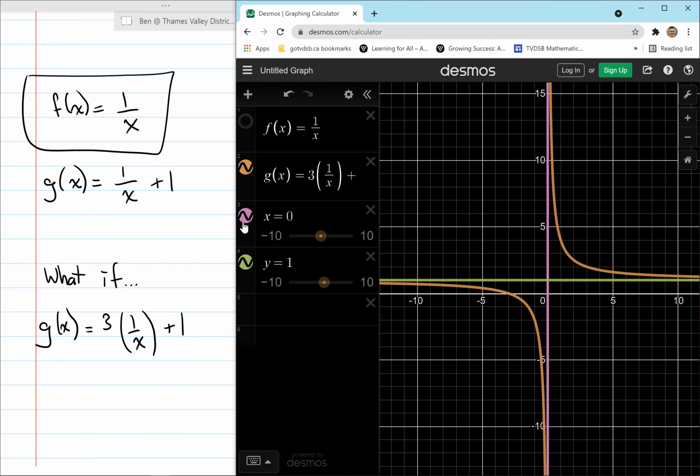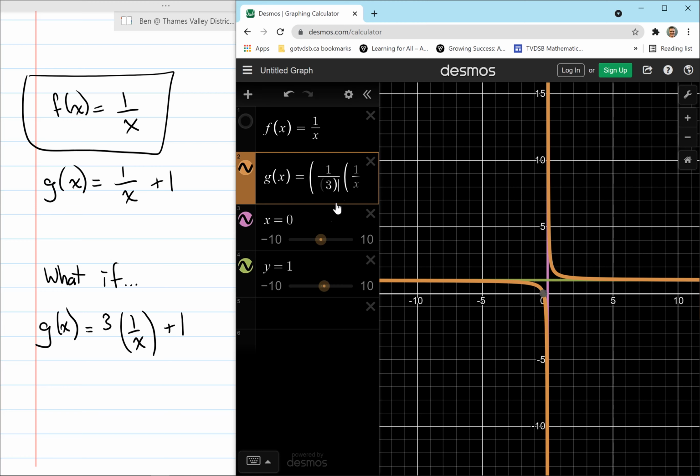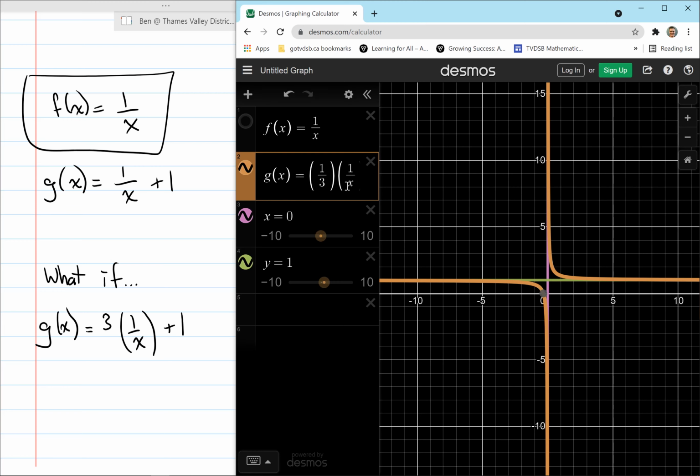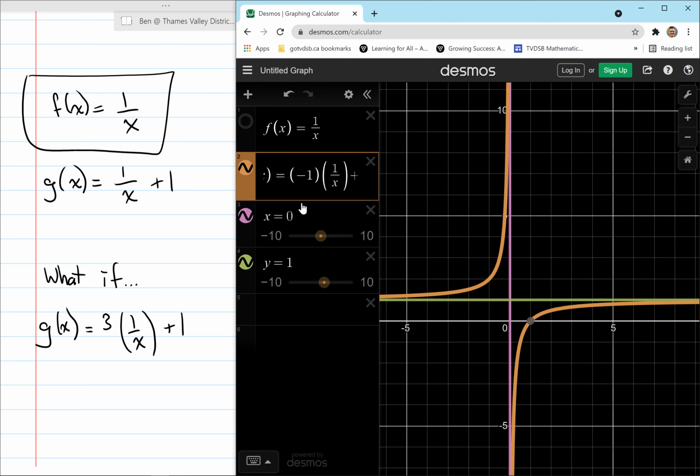So it appears as though a vertical stretch or compression, I can try that as well with, rather than 3, I can compress it by 1 over 3. Either way, my asymptotes will be the same. So the equations of my asymptotes are unchanged from vertical stretches and compressions. That will be true as well for vertical reflections. If I take away this compression here and I multiply it by negative 1, there I can see it's reflected.